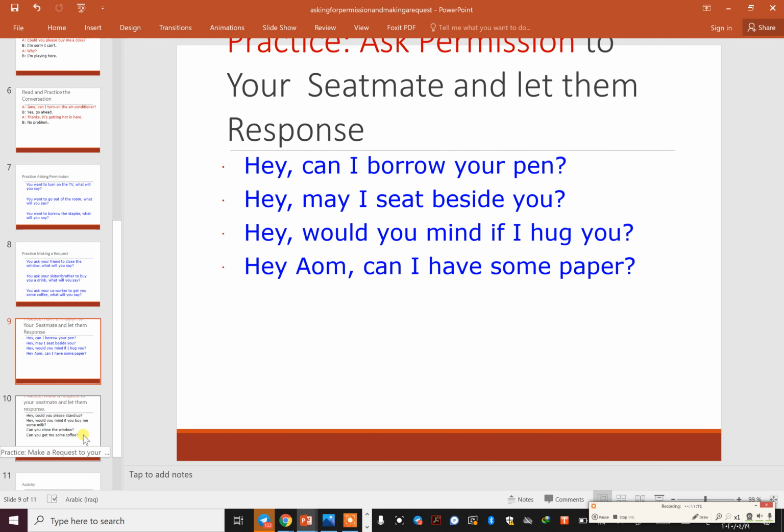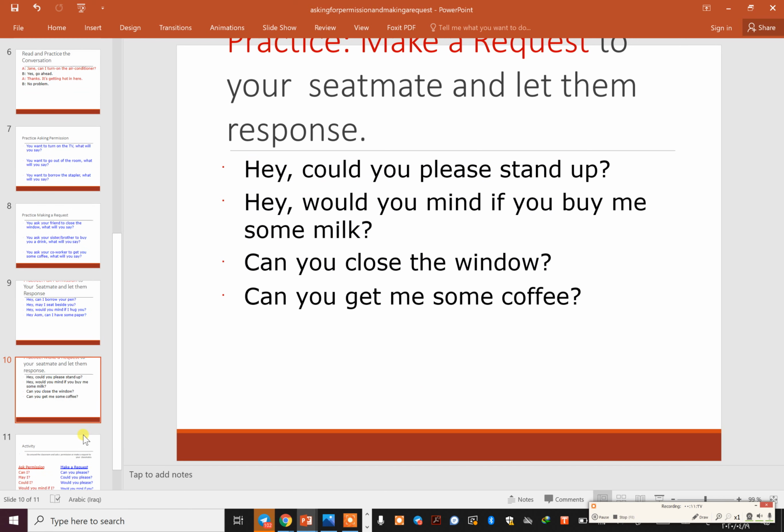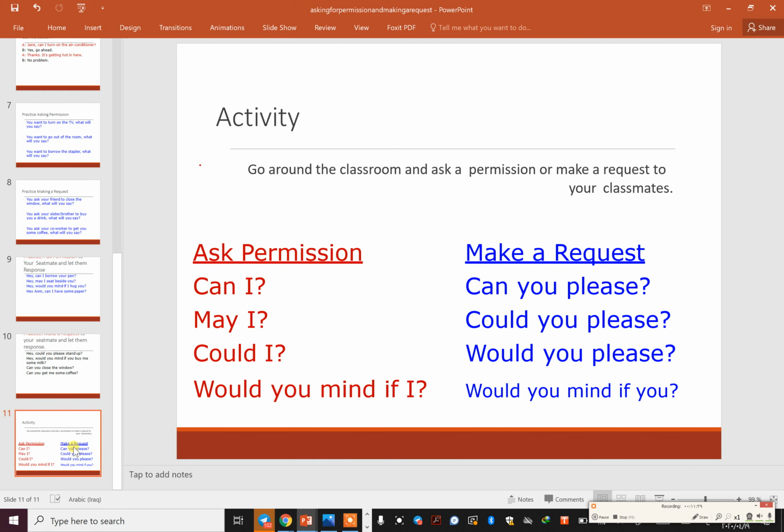So these are some examples of making a request or asking for permission. Asking permission: can I, may I, could I, would you mind. For making a request: can you please, could you please, would you please. Here we have would you mind if I, this is for permission. Would you mind if you? So how do we differentiate between these two phrases? For permission, use I. For a request, it is you.